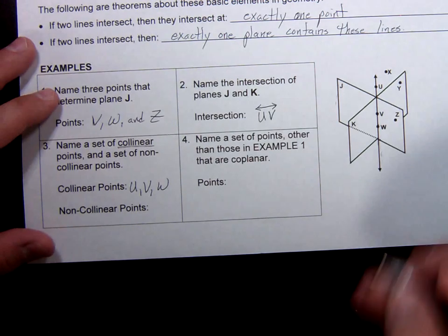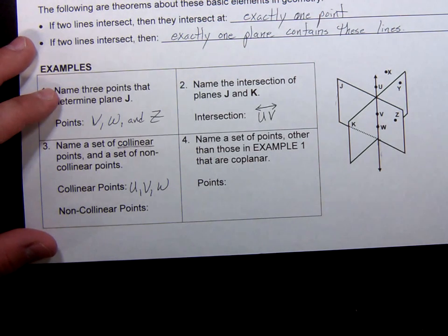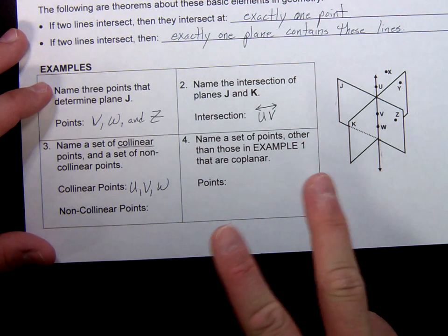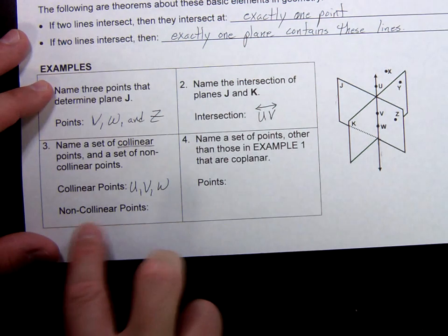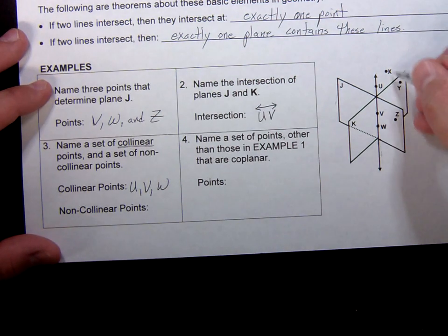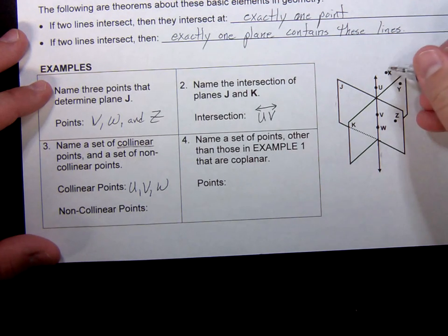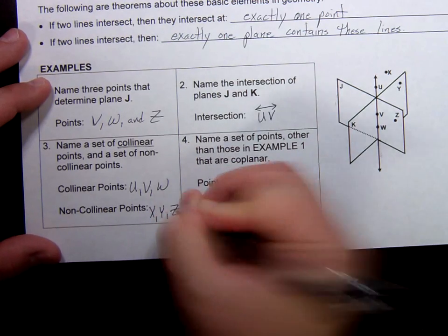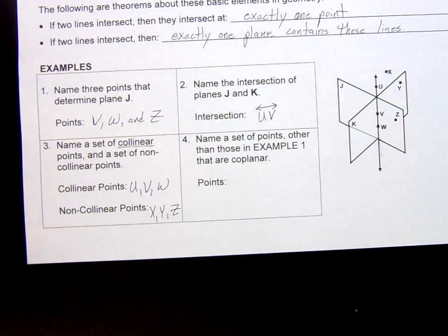Just pick 3 or more points that are not on the same line. It's got to be 3 or more. So if you only pick 2, remember there's always a line that goes through 2 points. So if you're naming non-collinear points, it's got to be at least 3 points. So I'm just going to say X, Y, and Z. There's not one single straight line that's going to go through all 3 of those points. X, Y, and Z. Those are 3 non-collinear points.